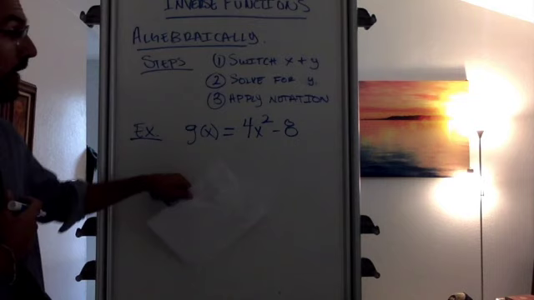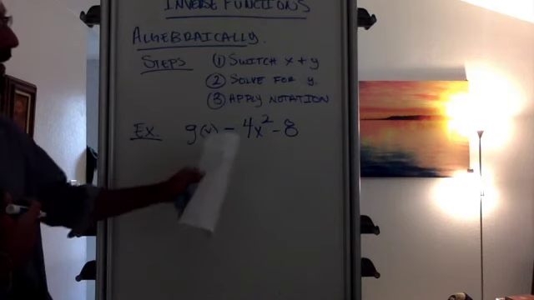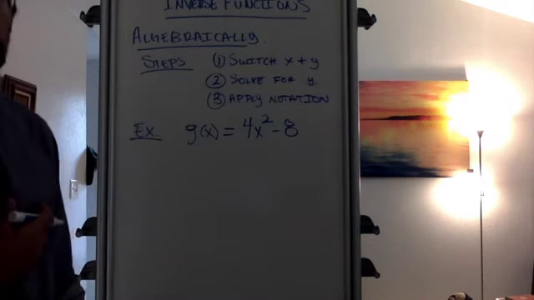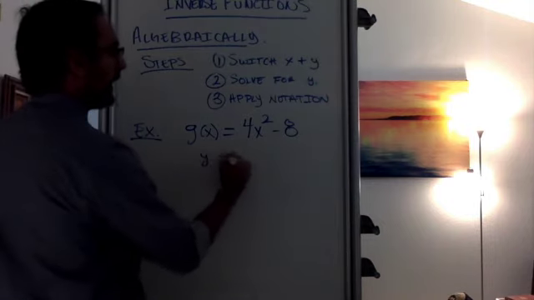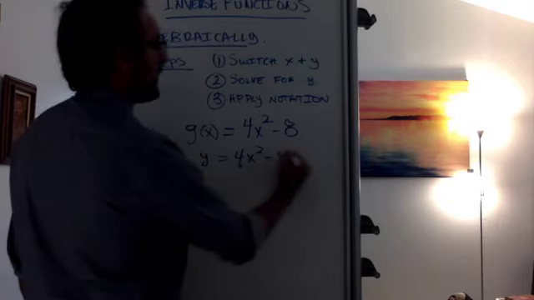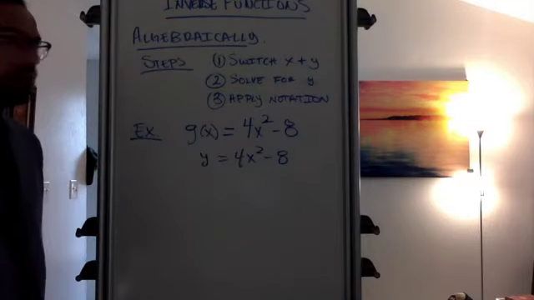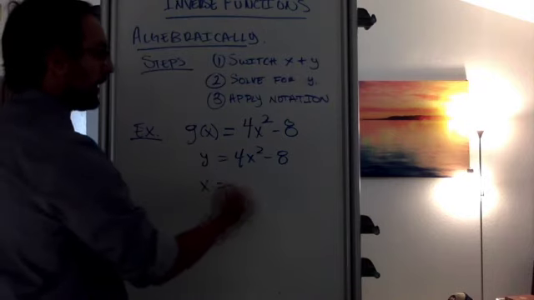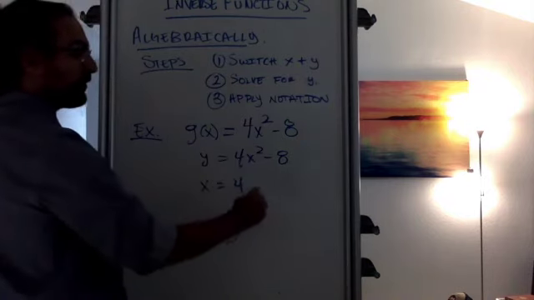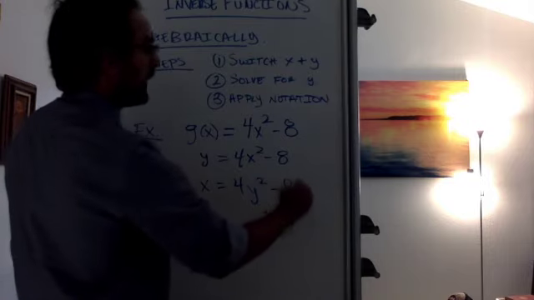So in my next example, I'm using g of x now, and g of x equals 4x squared minus 8. So again, what I want to do is I want to recognize that g of x is the same thing as y. That's like step 0. And now I'll go ahead and apply step 1, switch x and y. So I'm going to swap this for x, so there should be x equals 4. Swap this for y, y squared minus 8.